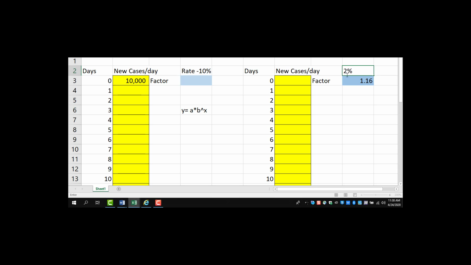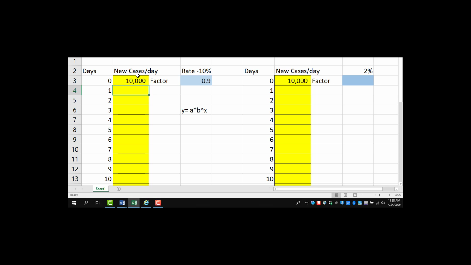shelter in place, and Governor Cuomo was talking on TV about this. He said, we were trying to get it down 10%, but if it goes up 2%, this is what could happen. It doesn't look like a big difference between going down 10% or up 2%. Let's take a look at this. What would my factor be here if it's decreasing by 10%? Well, it's going to be 1 minus 10 over 100, which would be 0.9.